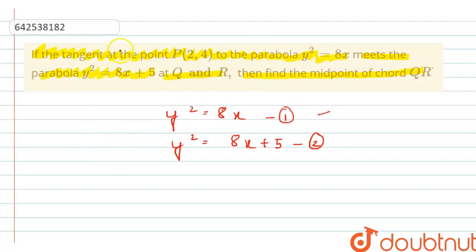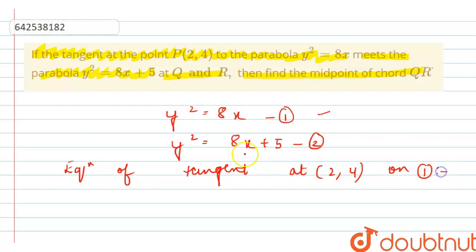So I'm writing down the equation of tangent at point 2,4 on parabola 1. The general equation is y y1 is equal to 4a into x plus x1. So this is the general equation.